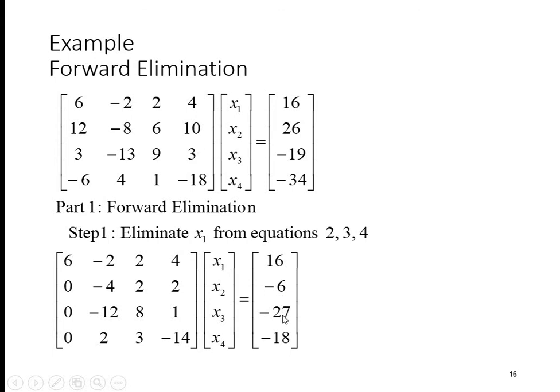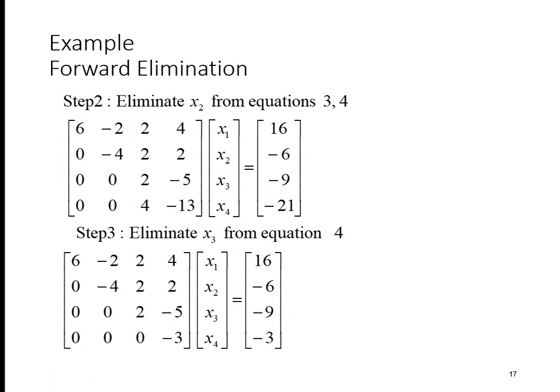Do the same here. Just multiply by minus 3, 6, 12, which is 18. 18 minus 27, you should be able to get minus 9. So this is how you eliminate this row. Get a 0 there, you get a 2 there, you get minus 5 there, and minus 9.